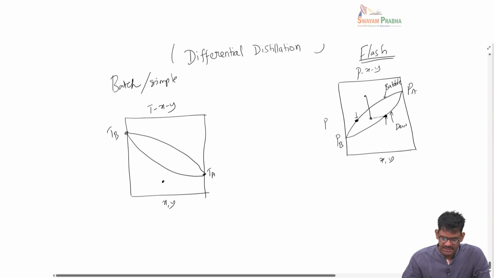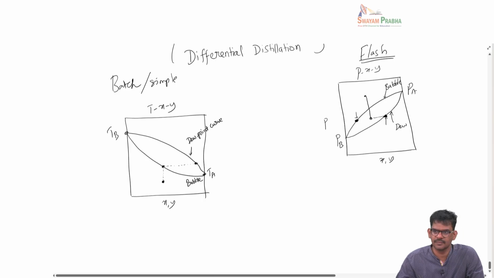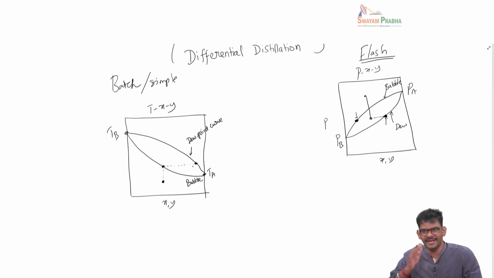So here the liquid starts here and you heat it, and you will reach the bubble point. This is the bubble point curve here and this is the dew point curve. We start with a binary liquid mixture, we heat it and reach the bubble point. At this point, a first bubble will form, which will have a composition in the vapor phase corresponding to this dew point curve. Now imagine the moment this first bubble forms, I take it away, I remove it from the system.